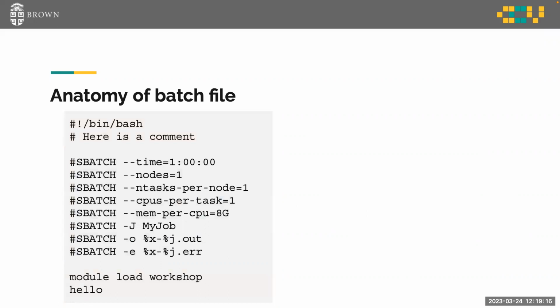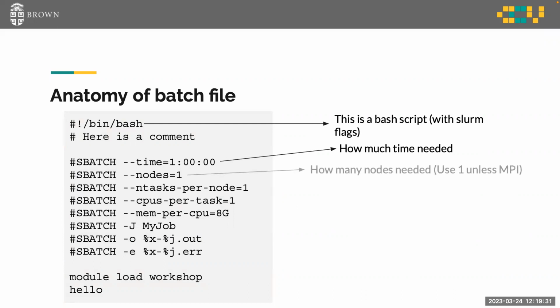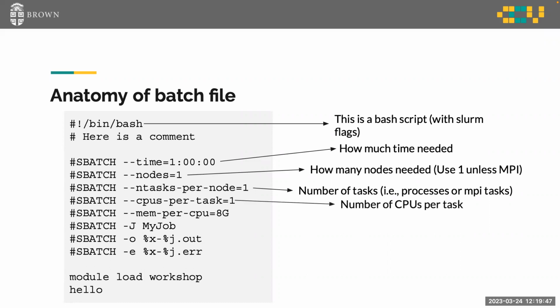Okay. So breaking this down then, line by line, for this example file, we start off with just declaring that this is a bash script, and there's a comment line. This is a line defining how much time you need for your job, how many nodes you need, and you should always use one node unless you're doing an MPI job. How many tasks per node, and this is how many processors or MPI tasks on the node, how many CPUs you're going to assign to that task.